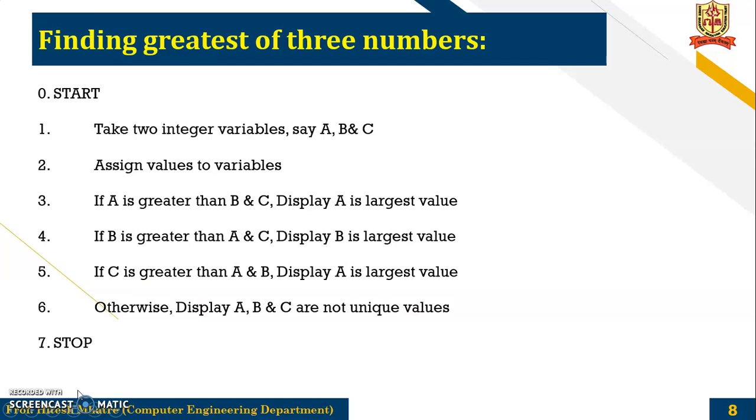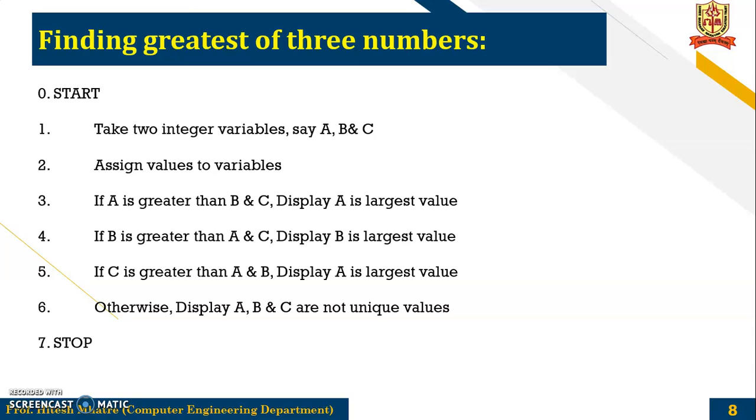Just another example, like finding the greatest of three numbers. So here again begin with the start. Say take two integer variables a, b, and there will be another variable that is c. Assign values to the variables. So whatever the values that you have taken, assign the values. Then check if a is greater than b and c. So if a is greater than b and c, then display a is the largest number. So just simple English language, nothing programming.